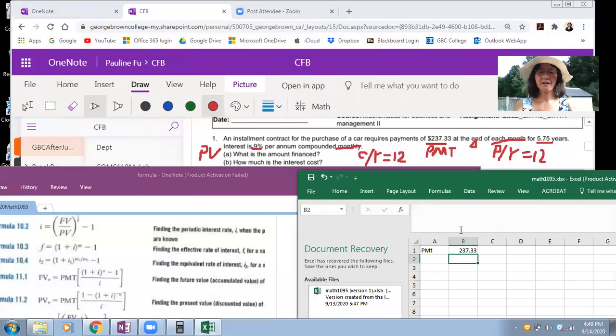237.33. And you need I, interest I equal to 9%. When you use formula, you need percent. And you need to divide by 12. That is the periodic interest, means interest per month. 9% is interest per annum, per year. Okay. And then you figure out N. N equal to 5.75 times 12.